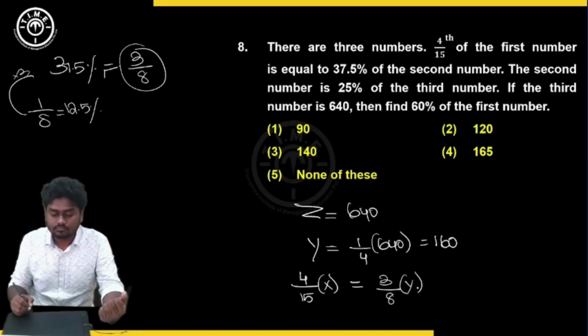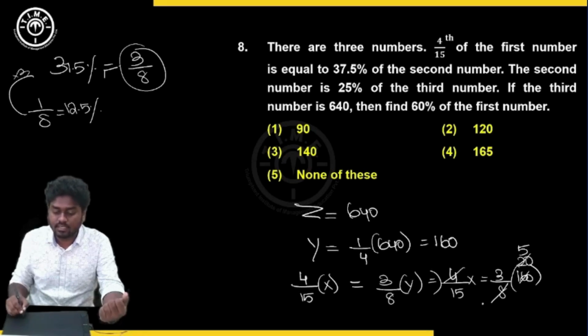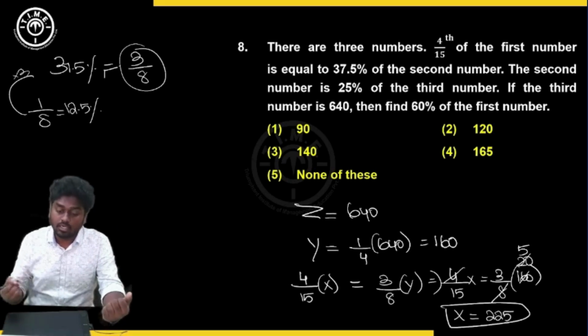Let's solve this and see what we get. That is 4 by 15 of x is equal to 3 by 8 of the value of y, which is 160. So this goes exactly 20 times, and this goes exactly 5 times. Now the value of x will be 5 into 3, 15. 15 into 15 gives you 225. Is that clear? Now we have found all three numbers.